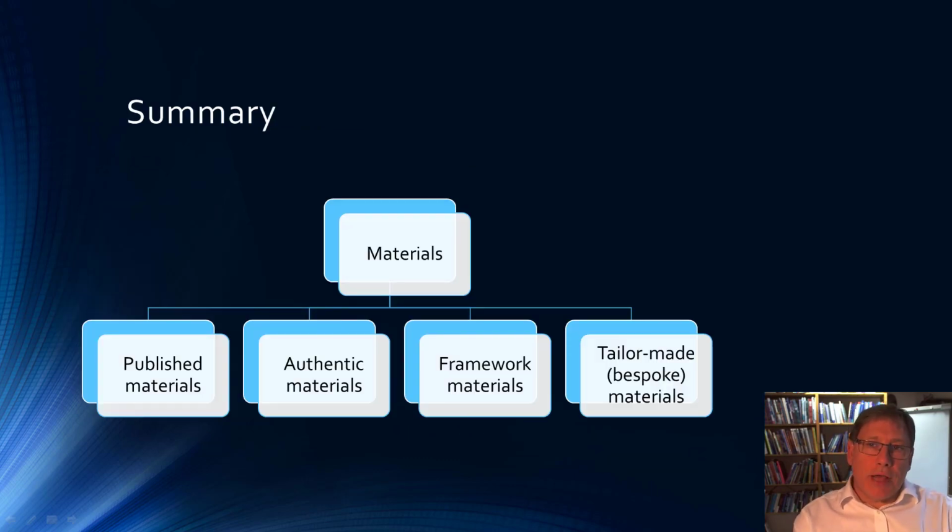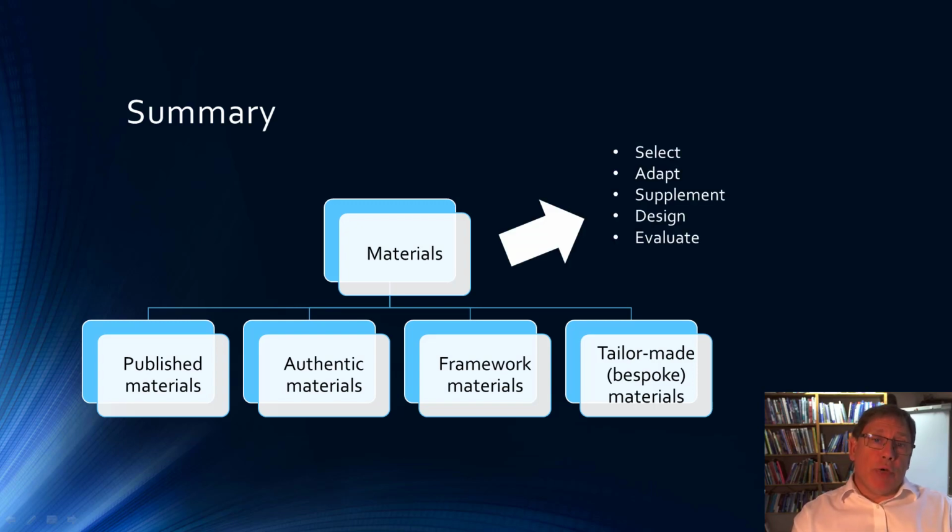And that brings us to the end of this short video on materials. We've looked at 4 types, all used very commonly by business English teachers all around the world. We've looked at published materials, we've looked at authentic materials, framework materials, and tailor-made or bespoke materials. And I hope you now have a feeling for some of the different types of materials and also their advantages and disadvantages of using them.